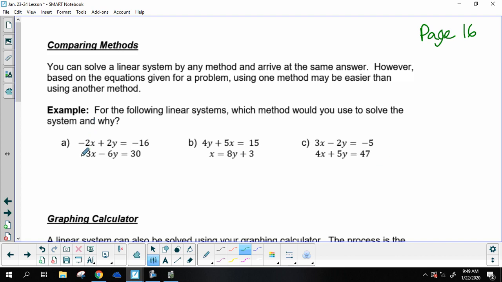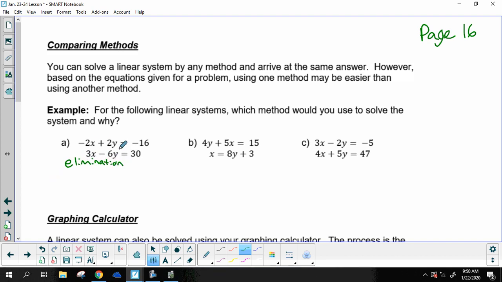So for letter A, would it be easy to do graphing? No. I'd have to get y by itself. That's kind of yucky. Substitution, I'd have to get one of the variables by itself, and that's not great. This one would be best with elimination.